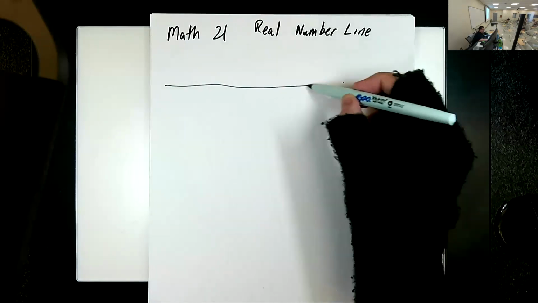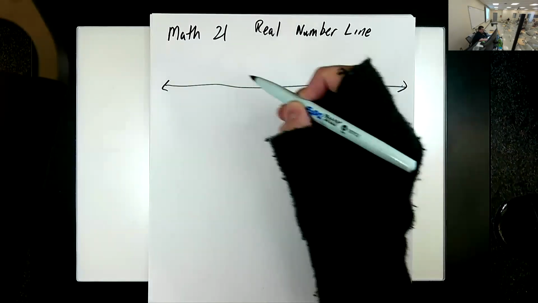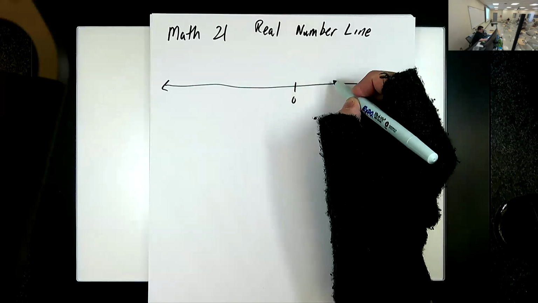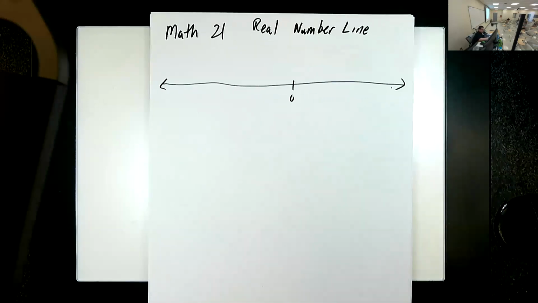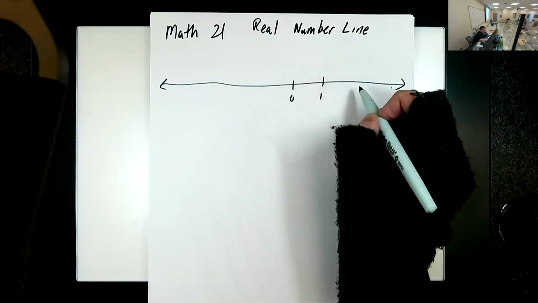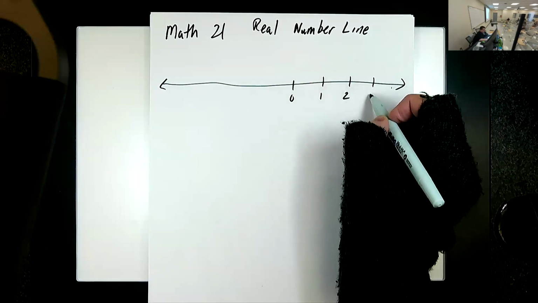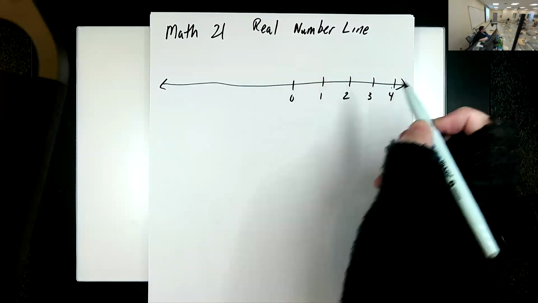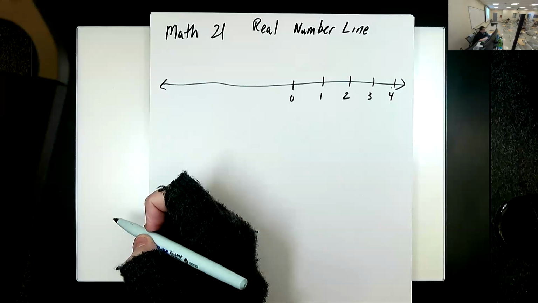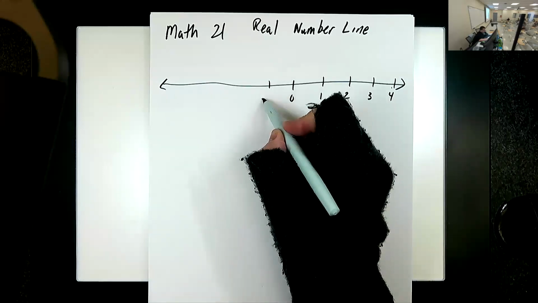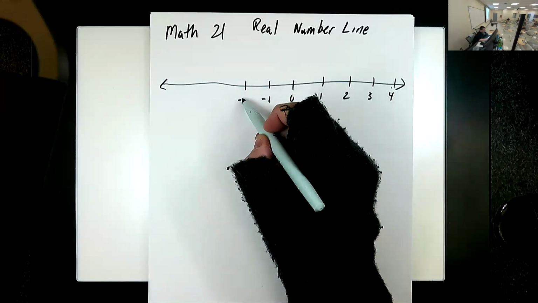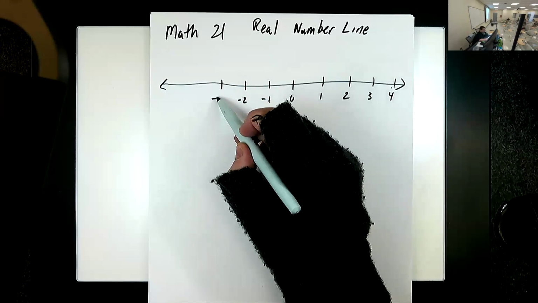All right, real number line. We make a line and we put 0 in the center and we put arrows on the end. And to the right we have numbers that increase in value and they're positive values. And as we go to the left, they become more negative.